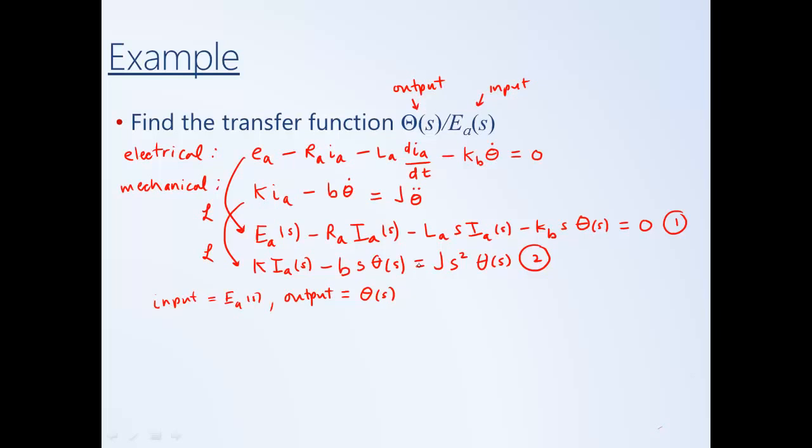And so if we look at these two equations, we have our input scattered around, we have our output, but we also have IA of S. We also have the current, which is neither our input nor our output. And so we need to eliminate this, because it's neither our input nor our output. So if we look at this, think about how we might be able to eliminate IA of S between these two equations.